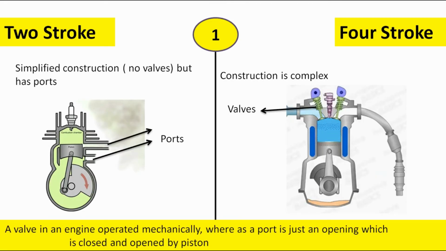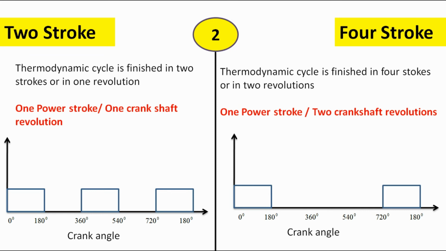Let us compare two-stroke engines and four-stroke engines. Two-stroke has a simplified construction. It has no valves but has ports. Four-stroke engine construction is complex. A valve in an engine is operated mechanically, whereas a port is just an opening which is closed and opened by piston.